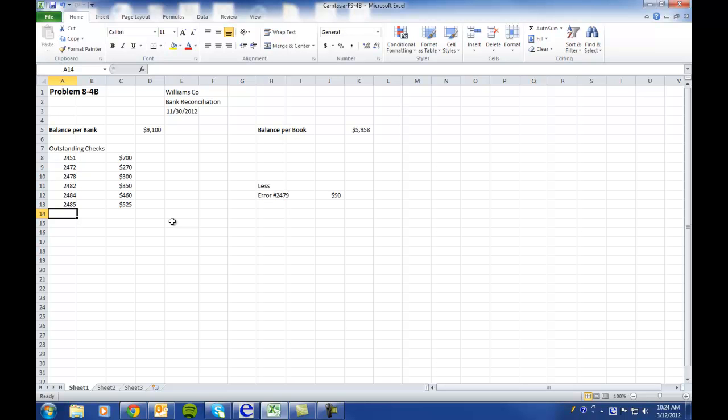Check 2486 is included in the bank statement, so we don't need to include that. And then checks 2487 and 2488 are not listed in the bank statement, so we need to add those into our reconciliation. And these are for $210 and $635.